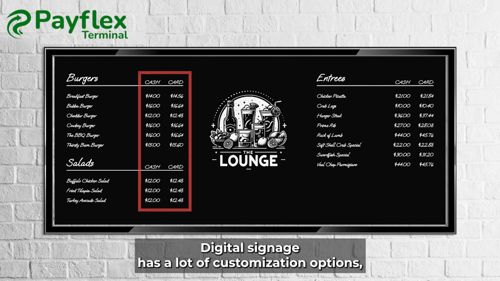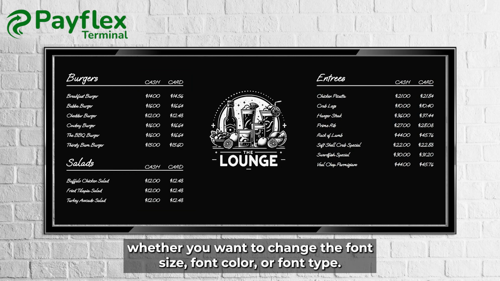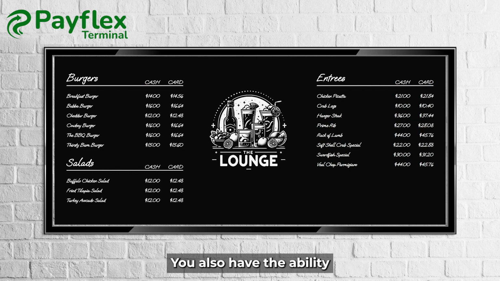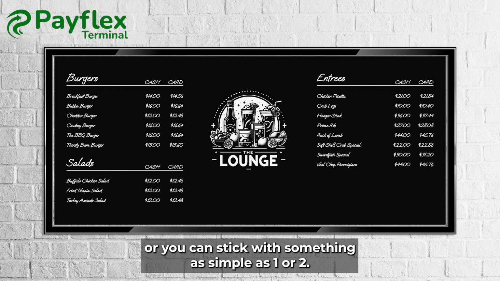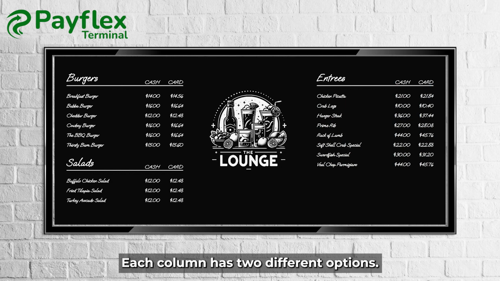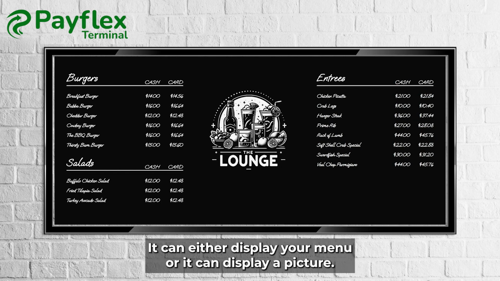Digital signage has a lot of customization options. Whether you want to change the font size, font color, or font type, you also have the ability to have 3 different columns at your customizable disposal. Or, you can stick with something as simple as 1 or 2. Each column has 2 different options. It can either display your menu, or it can display a picture.